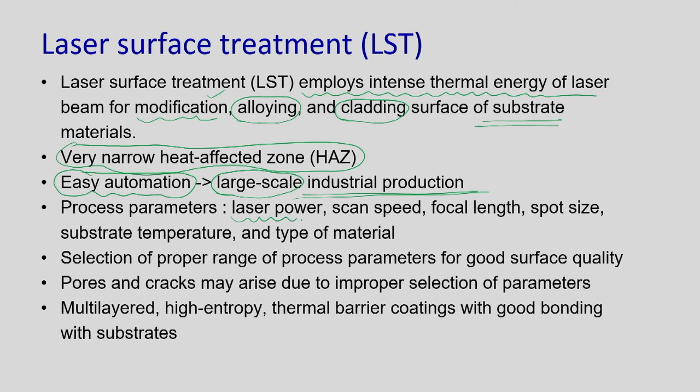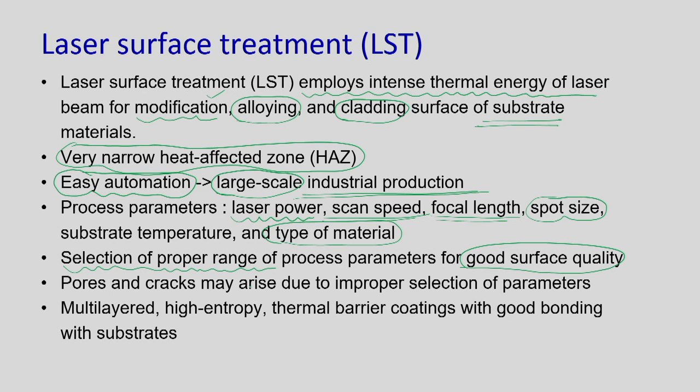There are various process parameters associated with the laser surface treatment, that is power, scan speed, the focal length, spot size, the laser beam diameter size, the temperature of the substrate and the type of material. Of course, type of material means its thermal properties such as its conductivity, heat capacity and density. Needless to say, it is important to have proper selection of the process parameters to achieve a good surface quality.